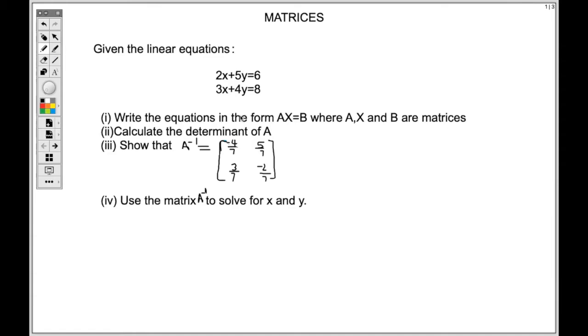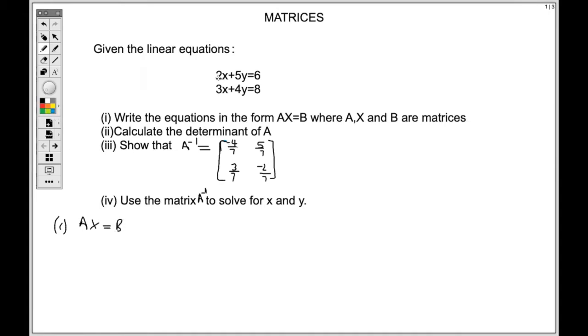Now, from the simultaneous equation that we have above, we're going to take the coefficient of the variables to represent A, and then variable x and y is X, and B is the numbers over the equal sign, which is 6 and 8. So looking at part 1, we need to write it in the form AX equal B.